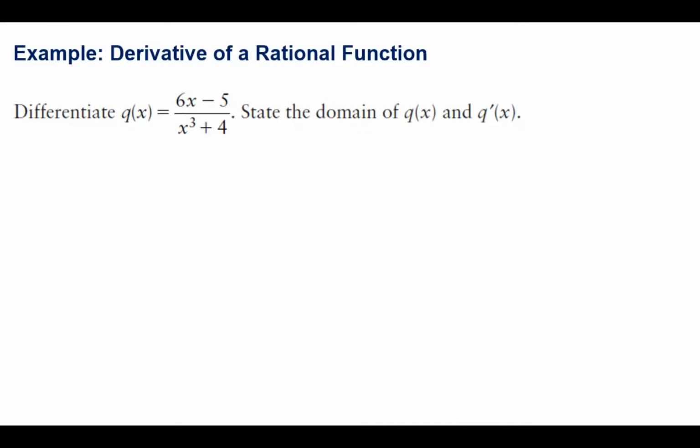Differentiate q(x) equals (6x minus 5) over (x cubed plus 4). State the domain of q(x) and the derivative of q(x). So apparently this is a ratio, right? Which is also called a rational function. So if you want to find the derivative of a ratio between two functions, you can consider using either the product rule or the quotient rule, right? Okay, I'll give you 3 minutes to have a look at this question here.